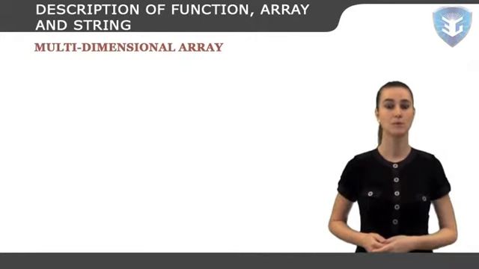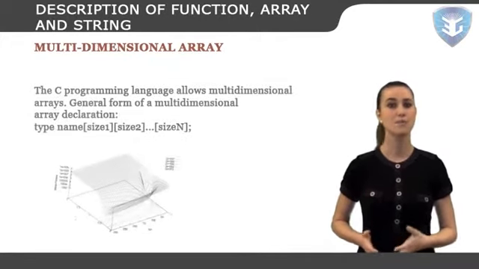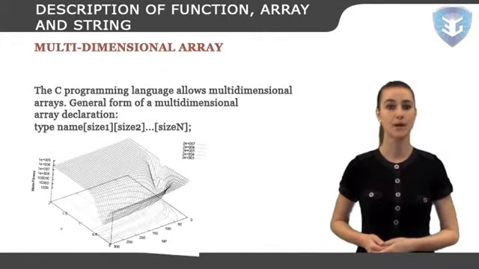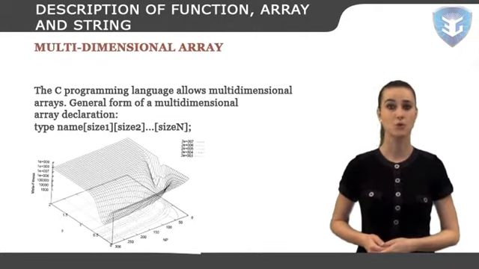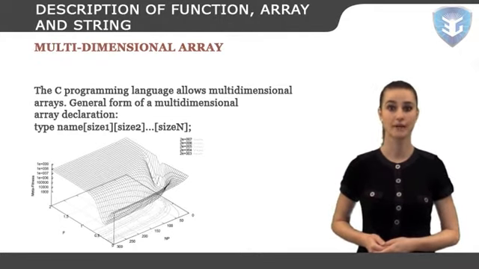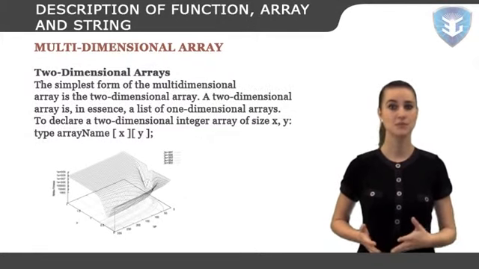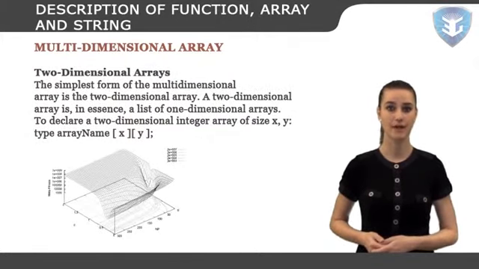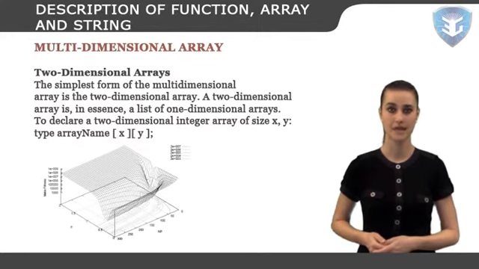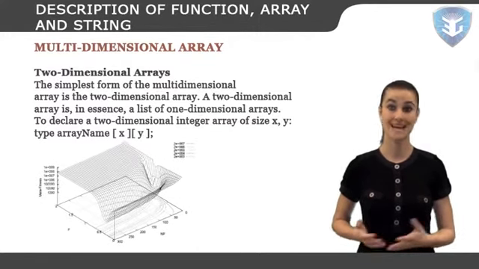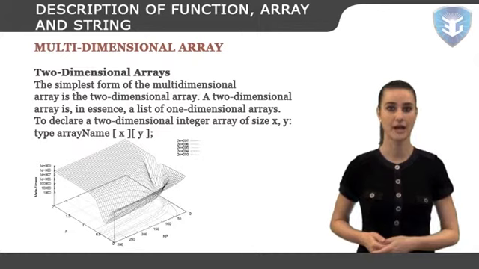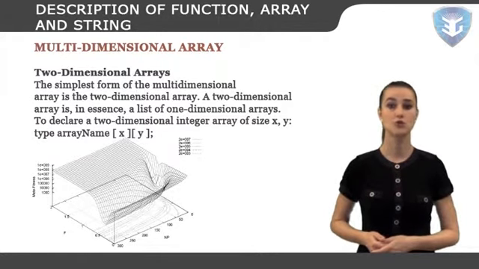Now let's talk about multi-dimensional arrays. The C programming language allows multi-dimensional arrays. Here's the general form of a multi-dimensional array declaration. Two-dimensional arrays. The simplest form of the multi-dimensional array is the two-dimensional array. A two-dimensional array is, in essence, a list of one-dimensional arrays. To declare a two-dimensional integer array of size x, y, one would write something as shown.